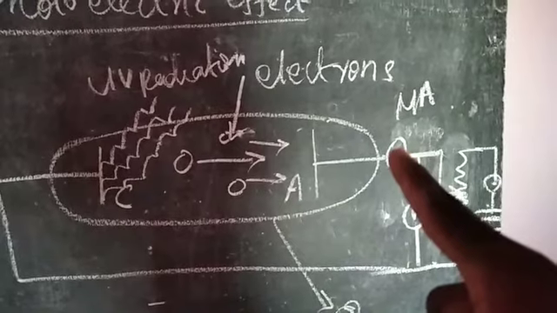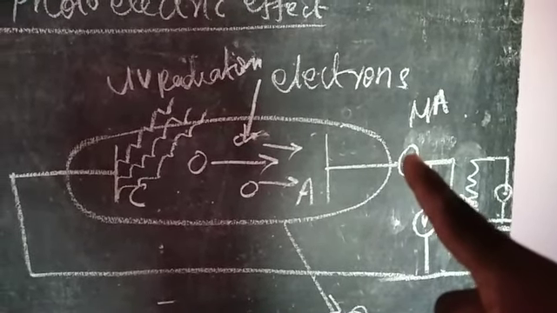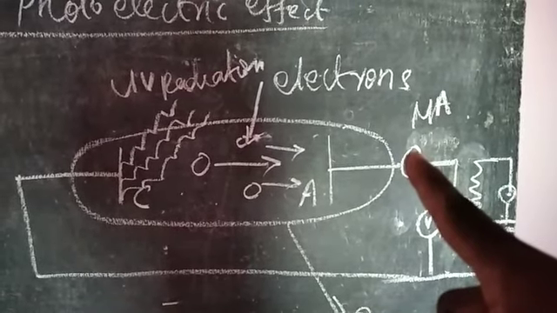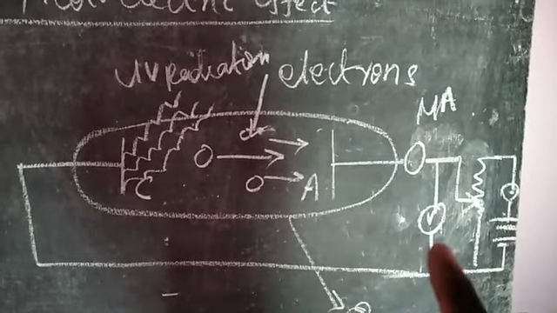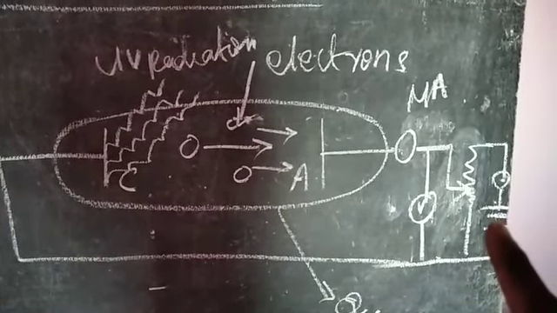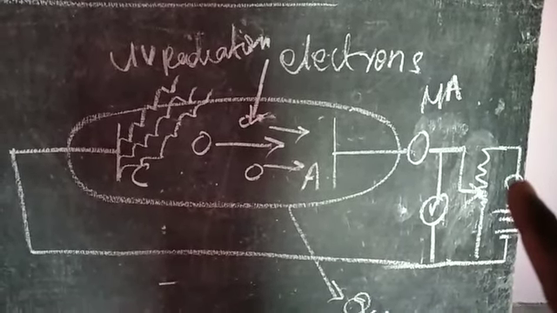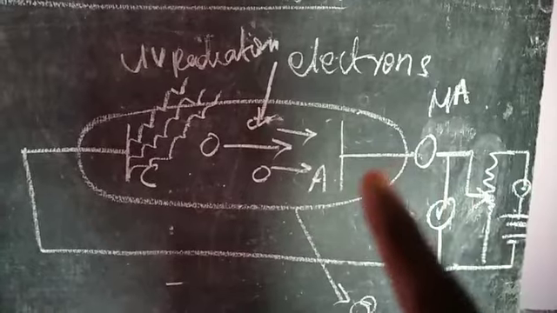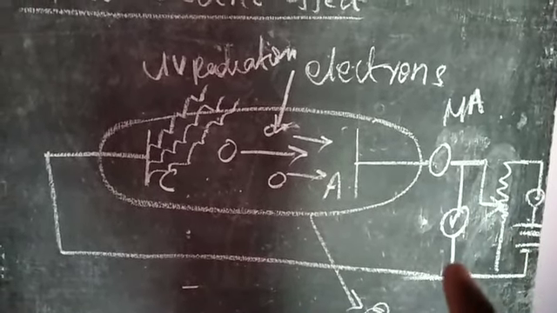Here the microammeter is used to measure the current. Micro means a very small amount, 10 power minus 6, so a minute amount of current is measured with the help of the microammeter. The voltmeter is used to measure the voltage separately from the battery. The key acts as closed or open. Key closed means current is flowing through the circuit. Key open means current is not flowing through the circuit.